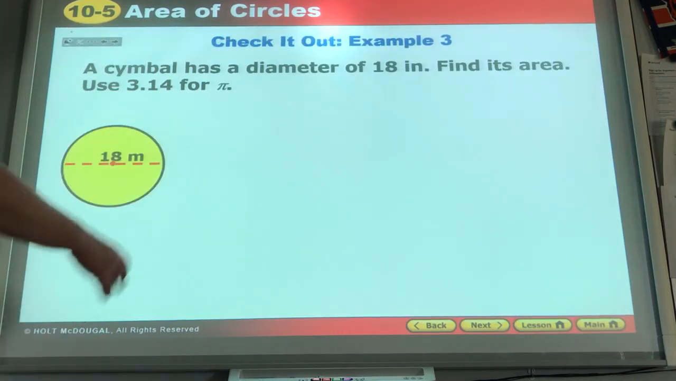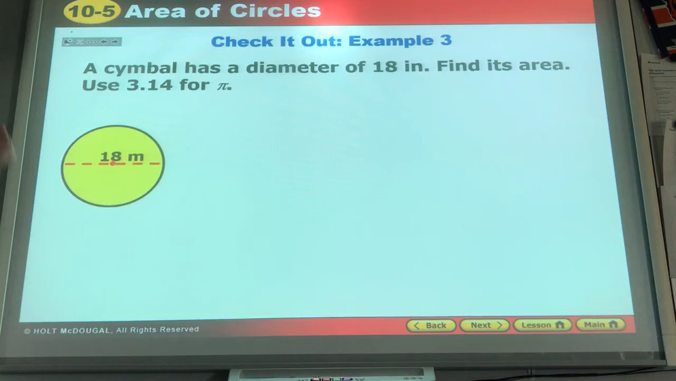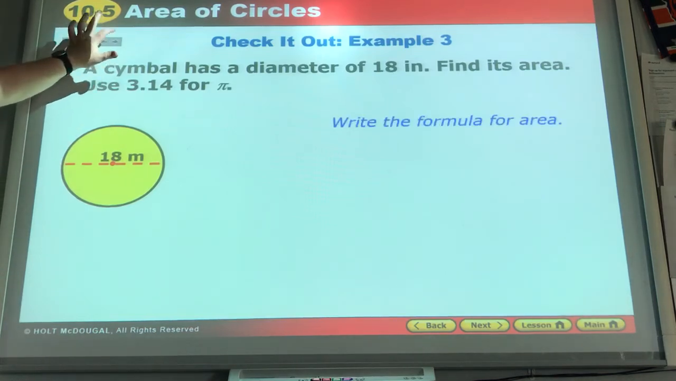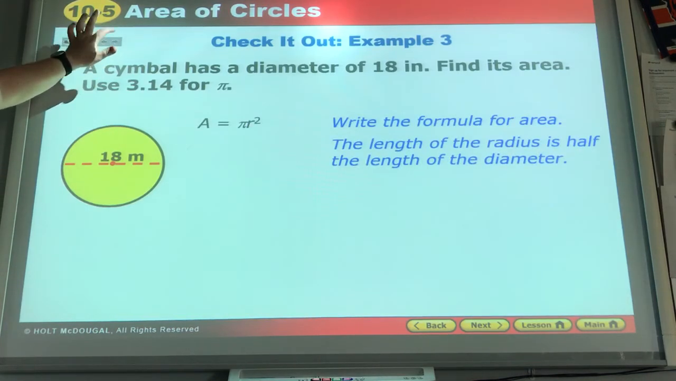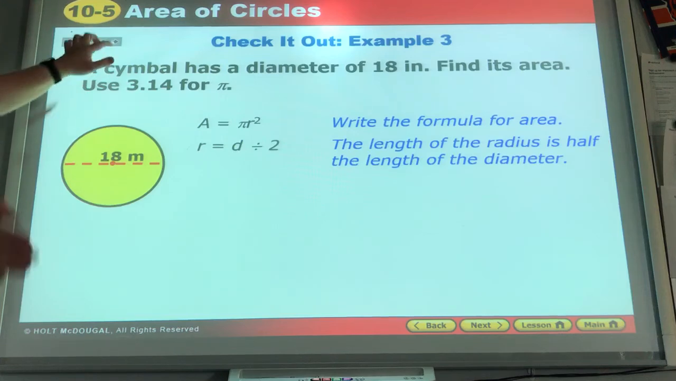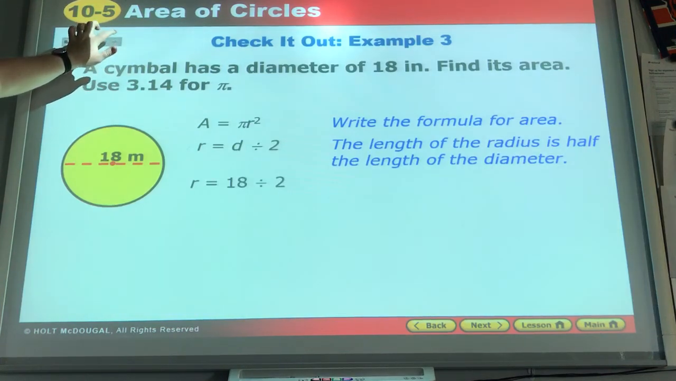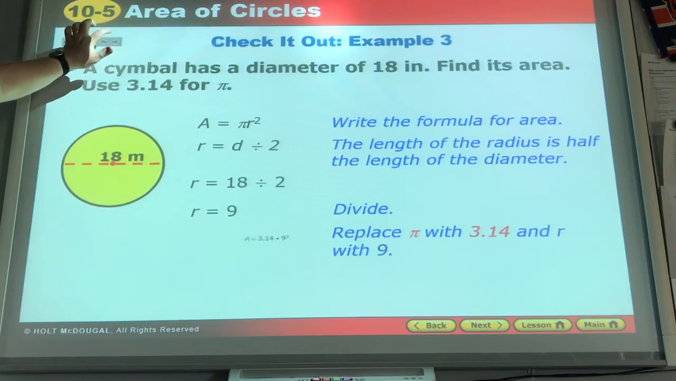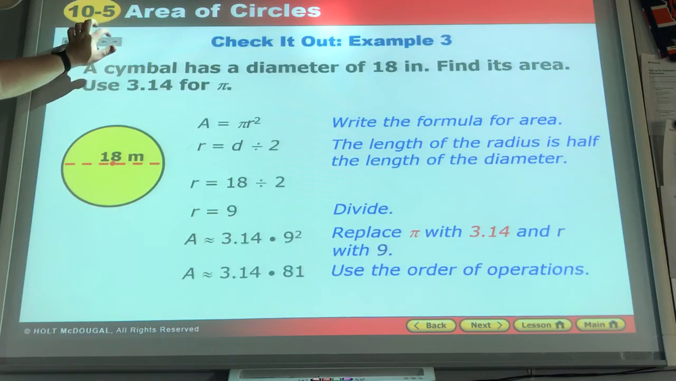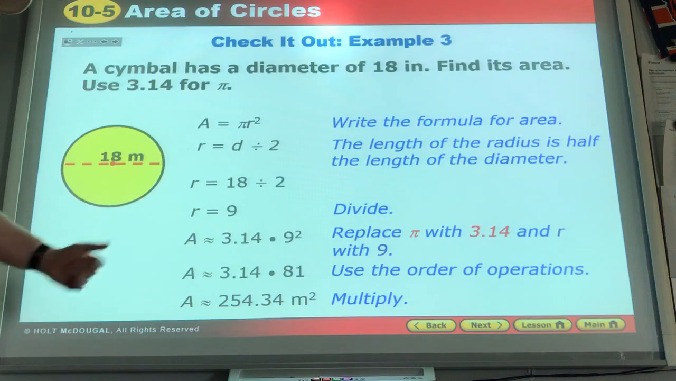Here, notice that this is the diameter. The diameter is 18. So, hopefully when you put it in, you're not going to put 18 in, but you're going to put in 9. 9 is the answer. Oh, 9, yes, is the radius. All right, so we put that in. 9 squared times 3.14. 3.14 times 81. We multiply and we get our answer.